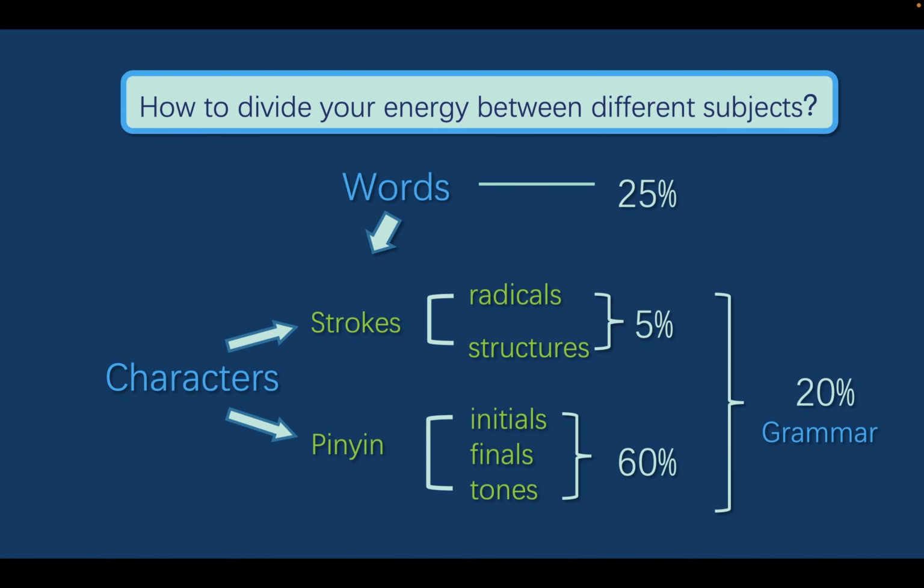So the energy you spend on this, that will be 16% on pinyin, especially tones. And then, at the same time, radicals and structures, you only need to spend 5% of your energy on. And when you memorize words, you actually only memorize how to pronounce these words and how they generally look. And 20% of your energy can be spent on grammar.